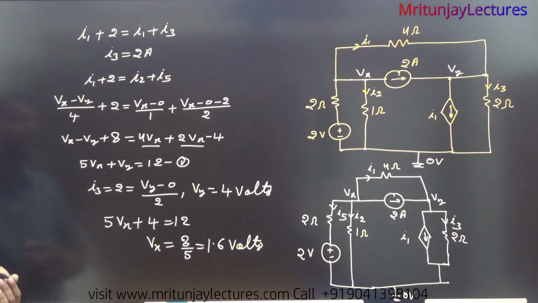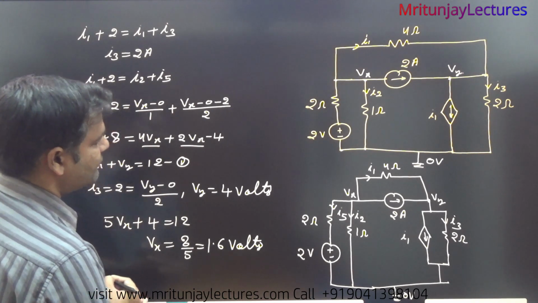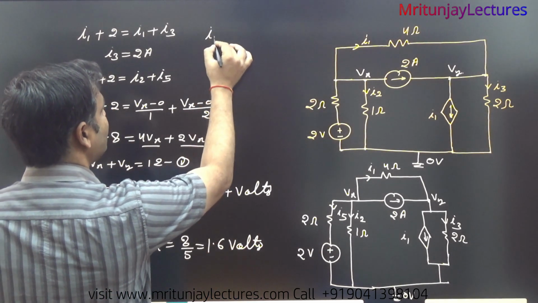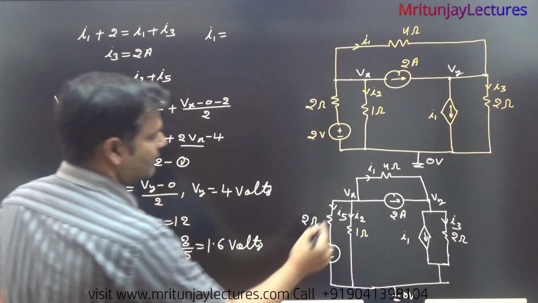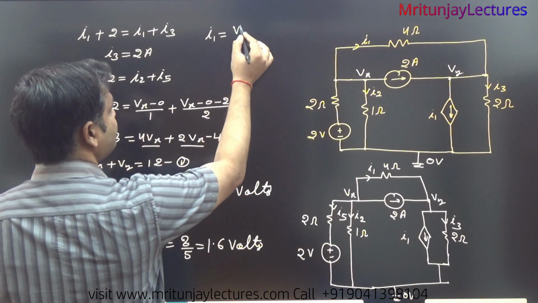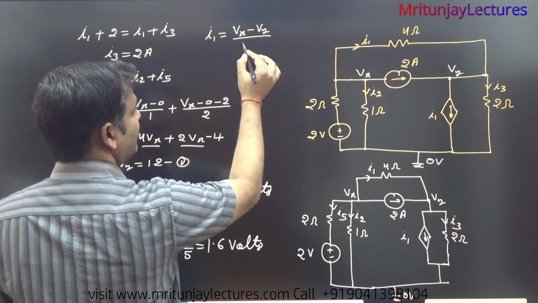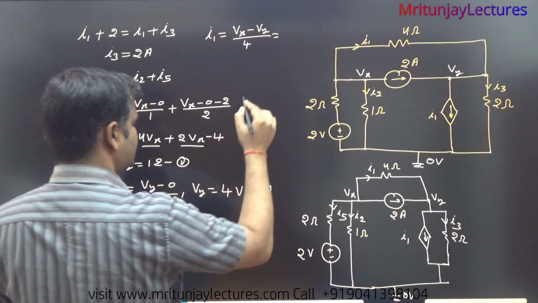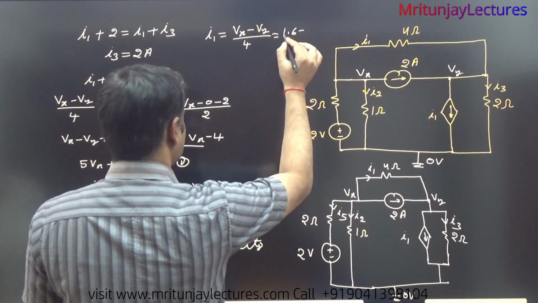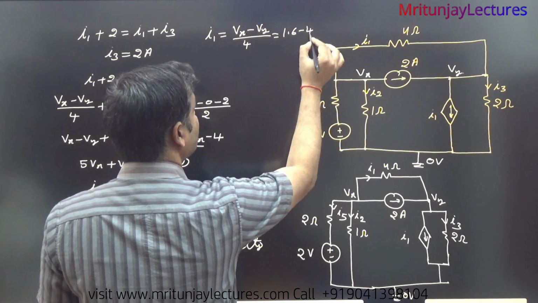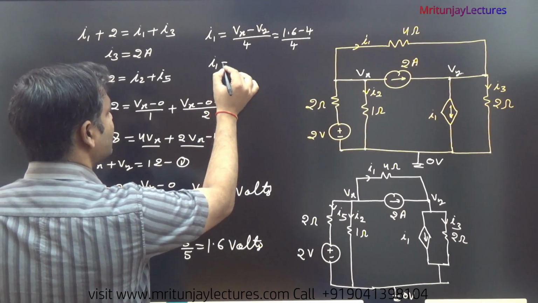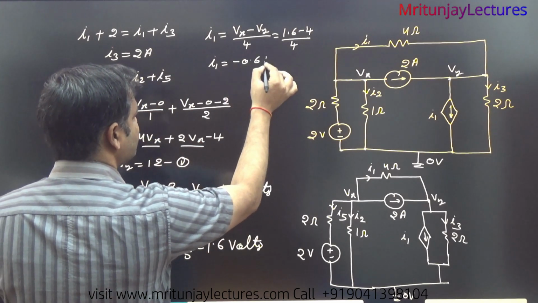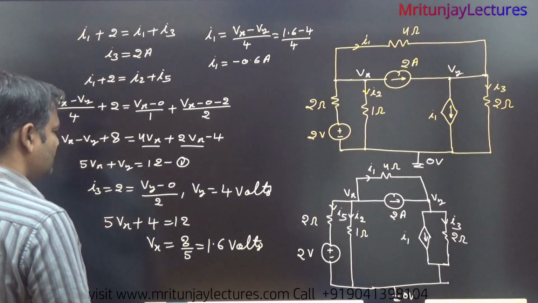So what about I1 and I2? I1 is basically (Vx minus Vy) divided by 4. Vx is 1.6, minus Vy which is 4, divided by 4. So I1 is minus 0.6 ampere. Clear?